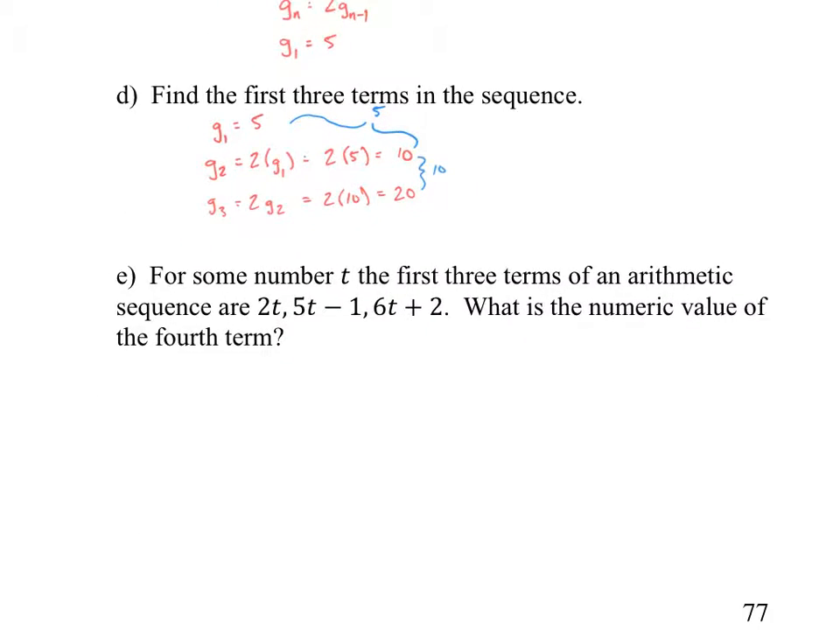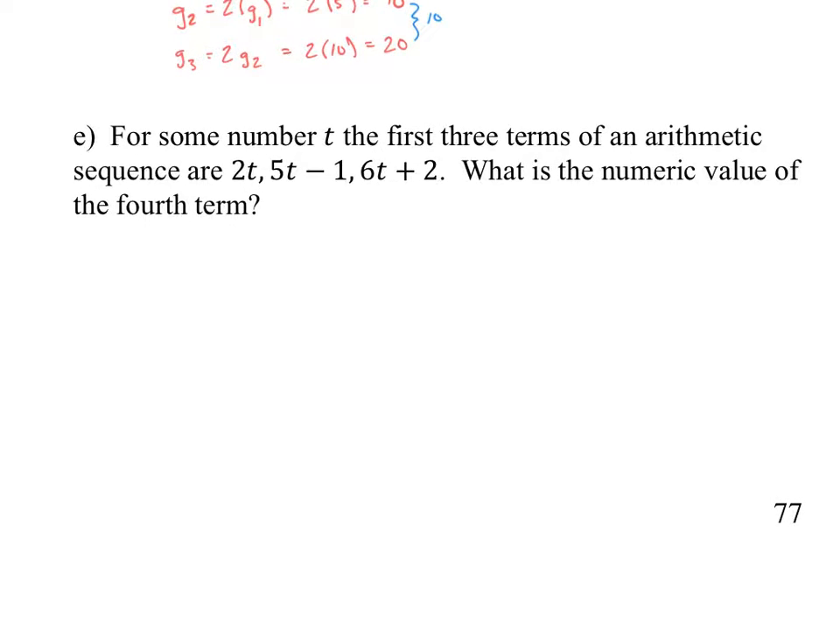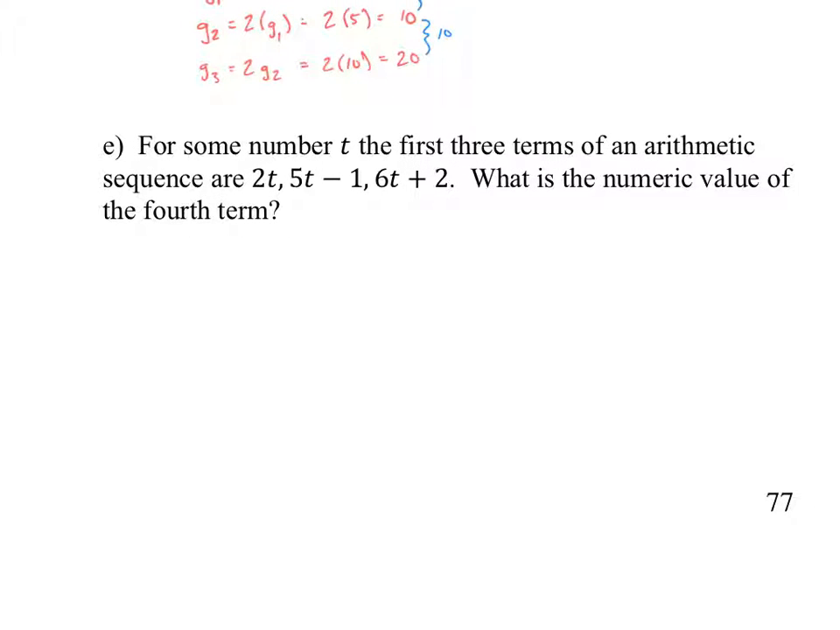And E just says, for some number t, the first 3 terms of an arithmetic sequence are these 3 things. We've got 2t, 5t minus 1, and 6t plus 2. What is the numeric value of the 4th term? So here's the key here. This is why we need to know the difference between arithmetic and geometric.